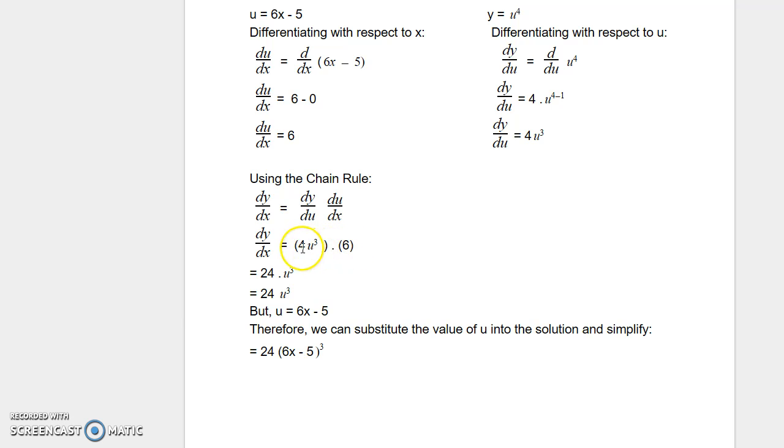Therefore, when we simplify this, 4 times 6 is 24, and we have u to the power of 3, but we said u is equal to 6x minus 5. Wherever we see u, we're going to substitute the value of 6x minus 5. Therefore, we have 24 times (6x minus 5), the whole thing raised to the power of 3, and that is our solution. This is the way we're going to use the chain rule to solve example problems.